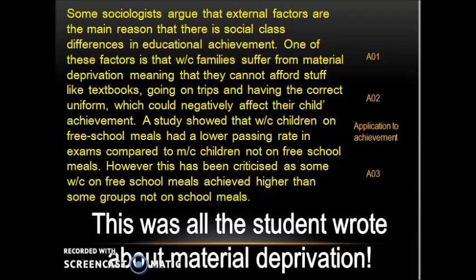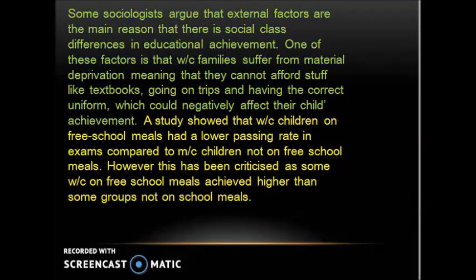But this is all the student wrote about material deprivation. And knowing what we know about material deprivation, there are lots of opportunities that you can expand and go into a little bit more detail to show a bit more analysis, a bit more depth in explanation to explain exactly why working class students fail because of material deprivation. Starting off, we're going to transform the green part firstly. And this is going to show you how you can develop depth and analysis of this answer.